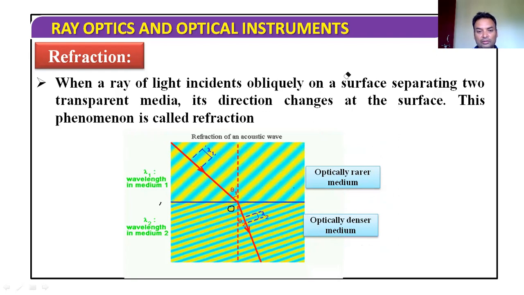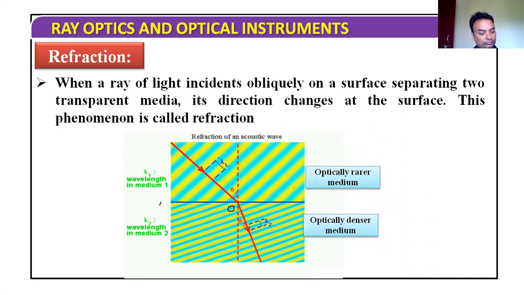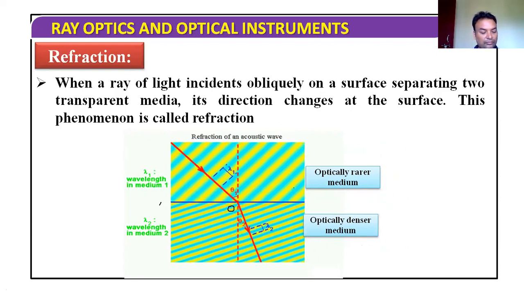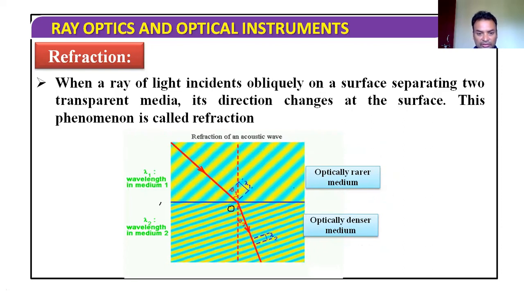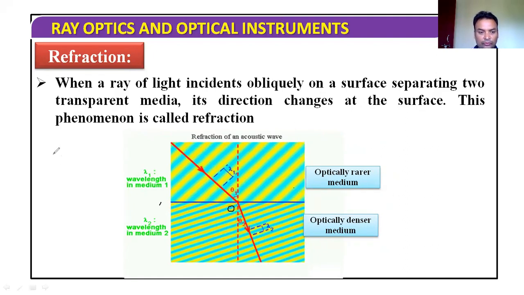You can see that incident light has wavelength lambda 1. So how can we demonstrate the wavelength? Wavelength is the length of a wave. So this is my wavelength. This part is called the crest, and this part the trough.